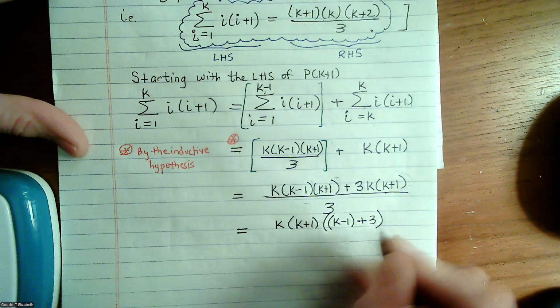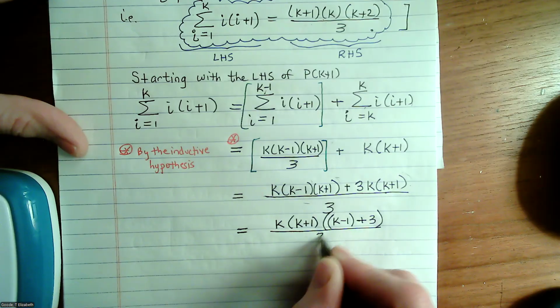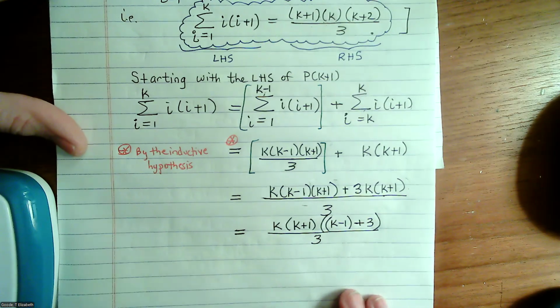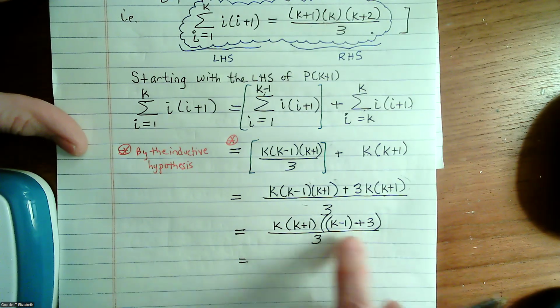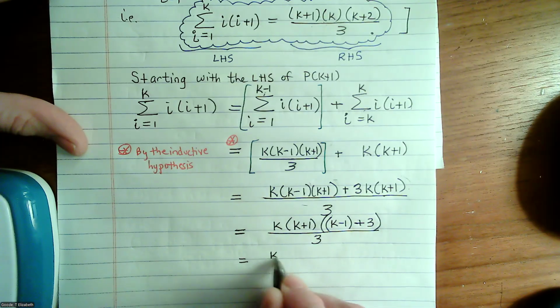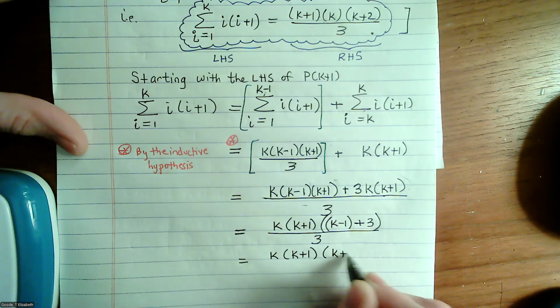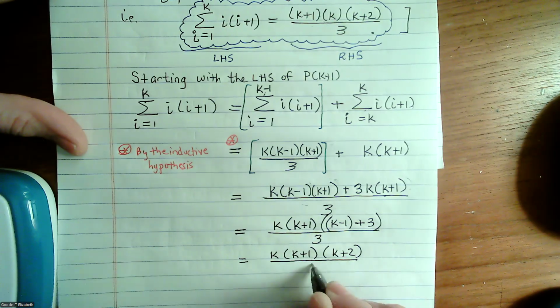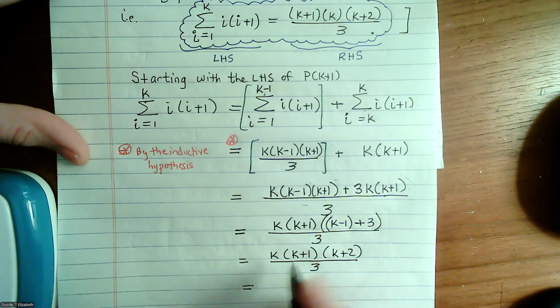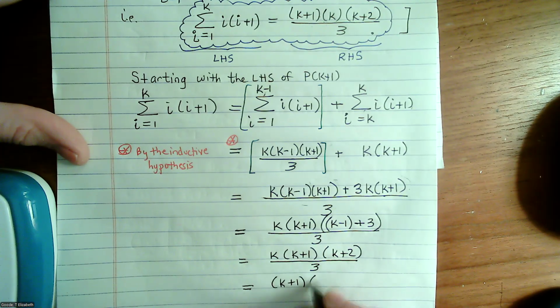Plus three. Hmm. I'm not worried anymore because that last factor can be simplified. What does it become? k plus two. Is that what we needed? Yeah, and we can rearrange it so it looks exactly the way it needs to look.